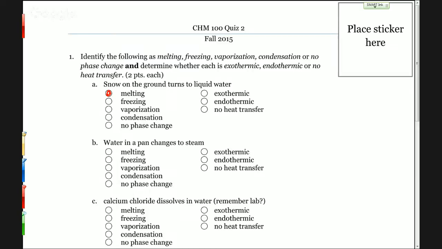Yeah, that's endothermic, because you have to put heat in to get the snow to melt, right? That's why it doesn't melt until it gets warmer. Water in a pan changes to steam. What's that called? Vaporization, yeah. And is that exothermic or endothermic? That's also endothermic. Once again, you need to put more heat into it to get it to happen.